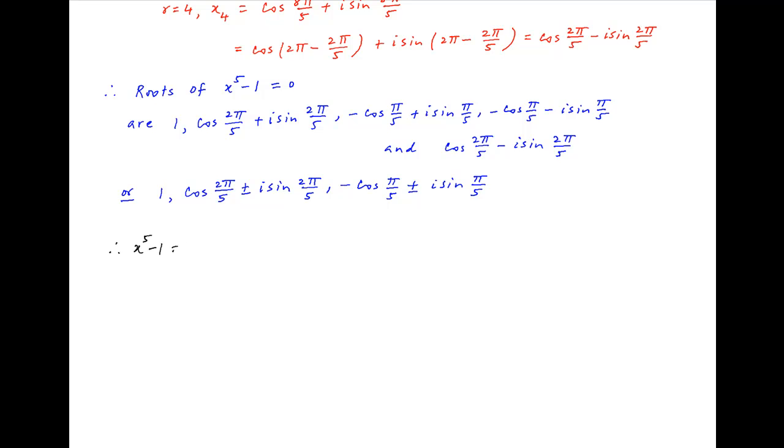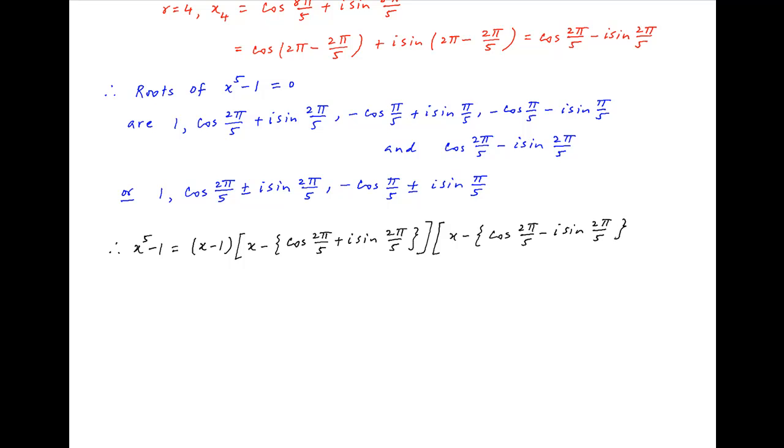Therefore, x raised to the power 5 minus 1 can be expressed as x minus 1 times x minus, in brackets, cos of 2π upon 5 plus i times sine of 2π upon 5, multiplied by x minus, in brackets, cos of 2π upon 5 minus i times sine of 2π upon 5, multiplied by x minus, in brackets, minus cos π upon 5 plus i times sin π upon 5, multiplied by x minus, in brackets, minus cos π upon 5 minus i times sin π upon 5.